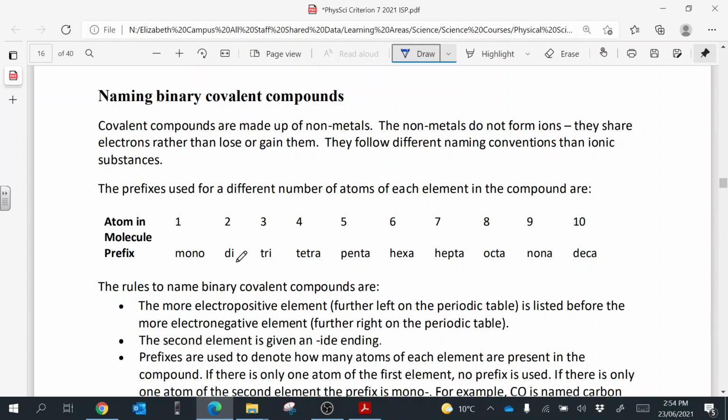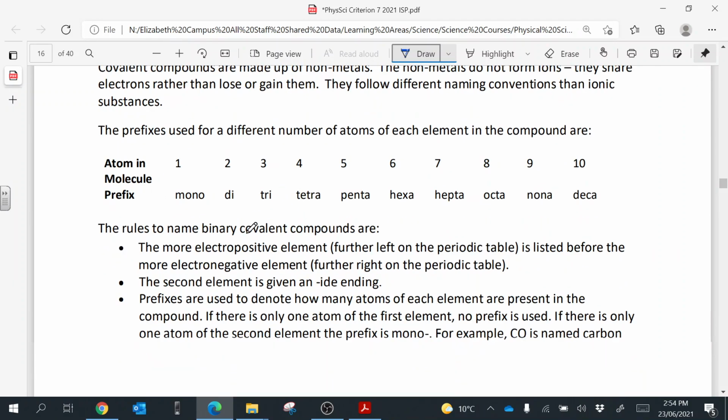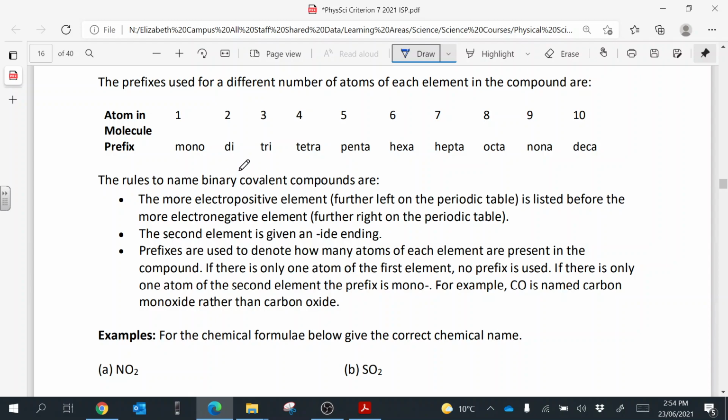And here are the prefixes. So 1 is mono, 2 is di, 3 is tri, 4 is tetra, and so on and so forth. You're familiar with some of them. So carbon dioxide means 1 carbon atom with 2 oxygen atoms, things like that. So you are familiar with some of them.